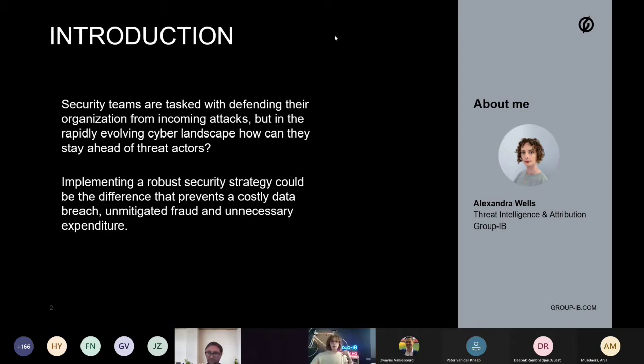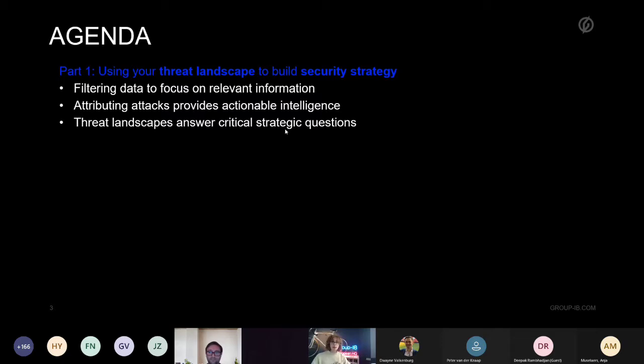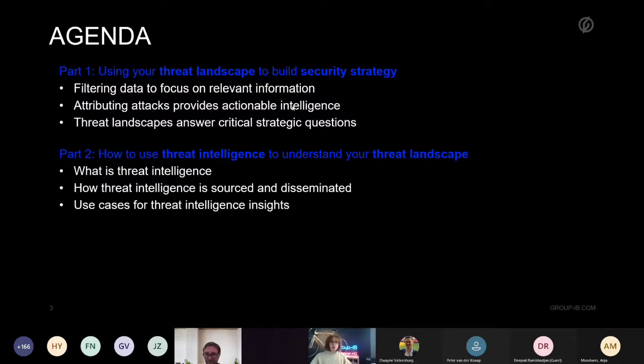So today I'm going to be talking about several things. First, I'm going to be talking about how we can use a threat landscape to build a security strategy, and how getting relevant and actionable information is critical, how attributing the attacks to specific threat actors helps create that actionable data, and how these threat landscapes then solve those strategic questions that you may have. We'll then go into how we can use threat intelligence to build this landscape. I'll be answering what it is, threat intelligence, and also importantly, how do we gather and then how do we share that intelligence? And finally, I'll go through a couple of high-level use cases which might work for you.